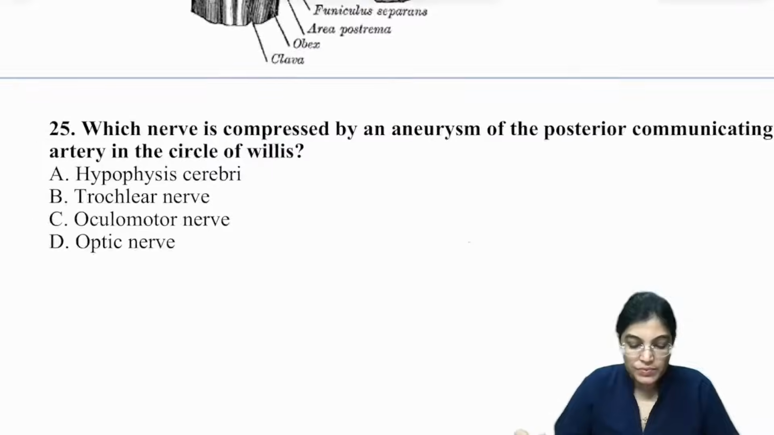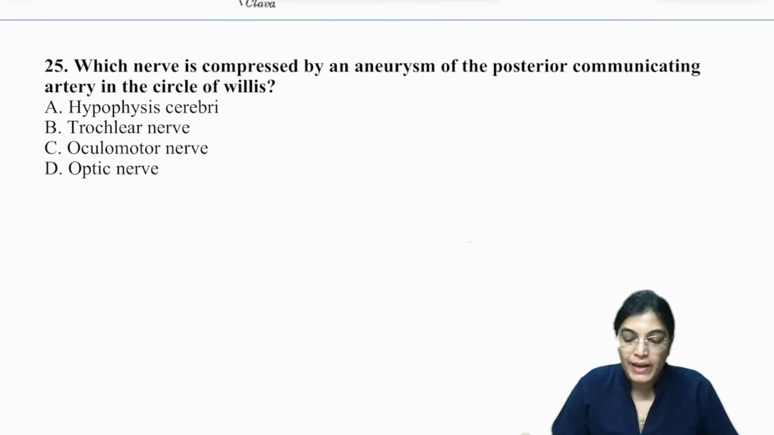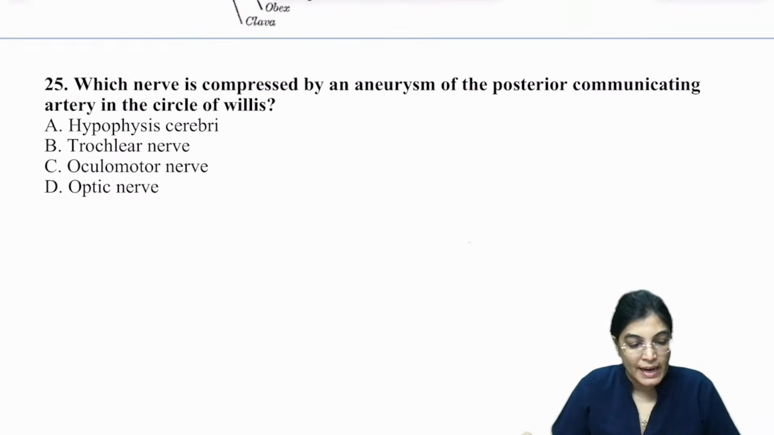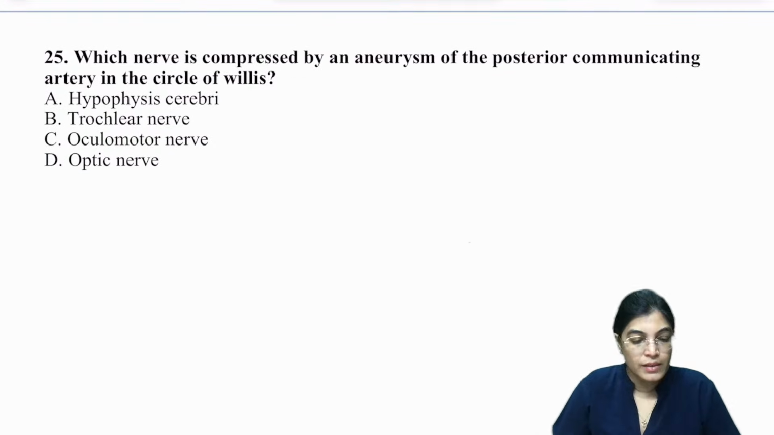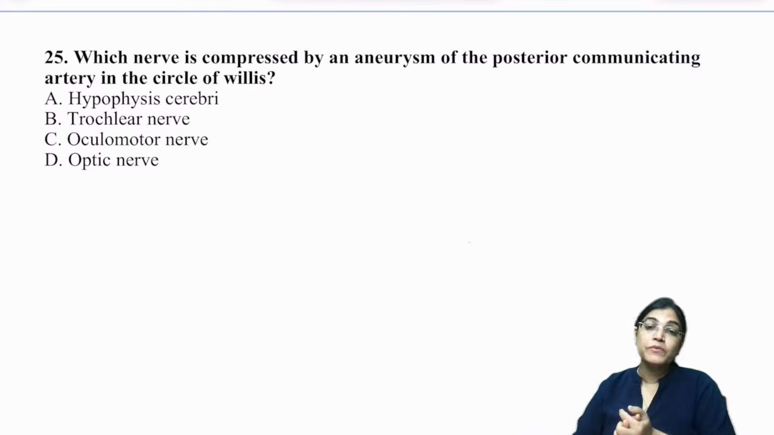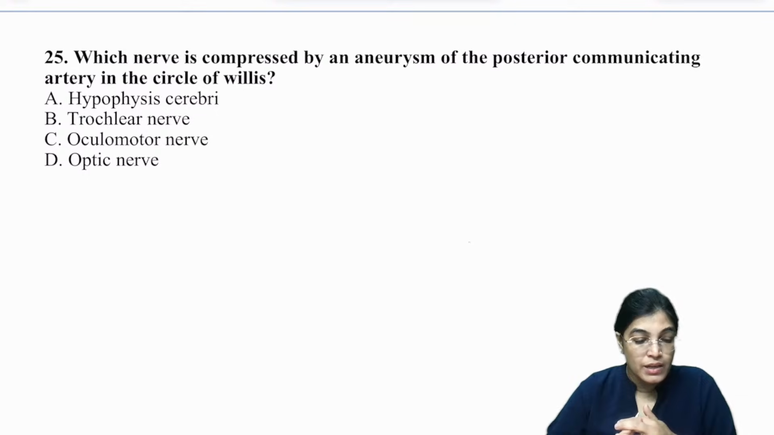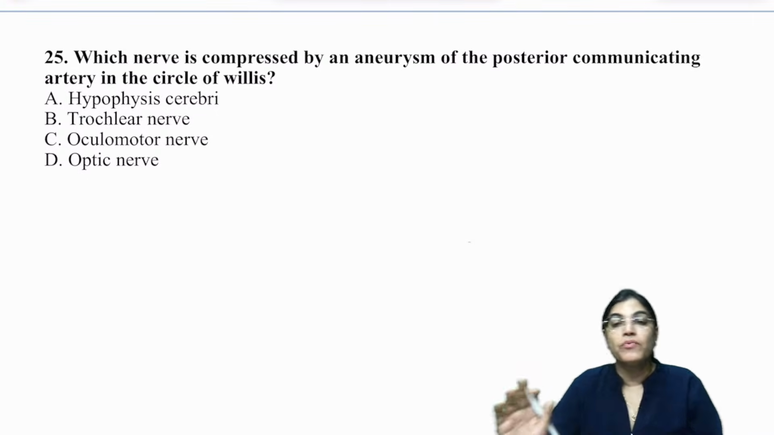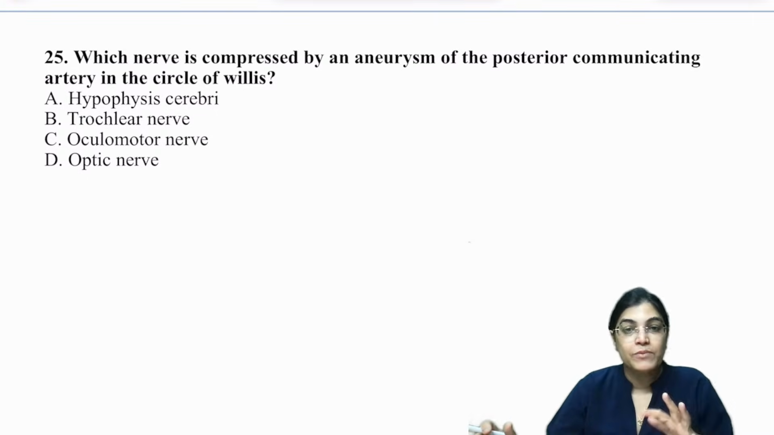Now 25th, which nerve is compressed by an aneurysm of the posterior communicating artery? Premaxilla part develops from the medial nasal process, or the frontonasal process. The medial nasal process is the better one. Premaxilla develops from the medial nasal process.